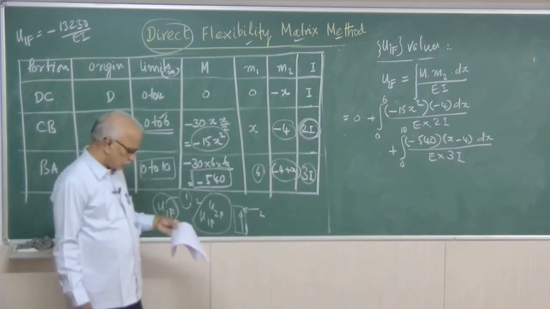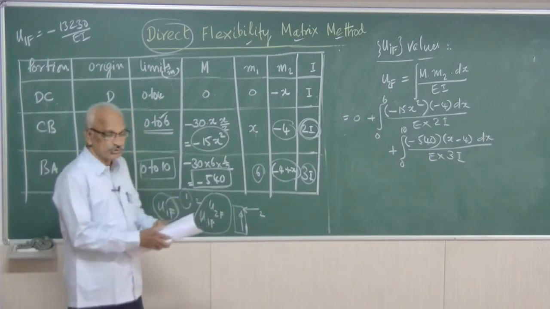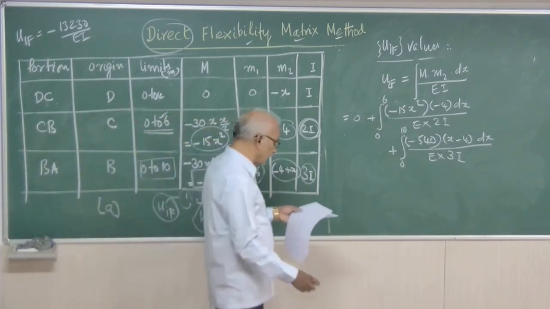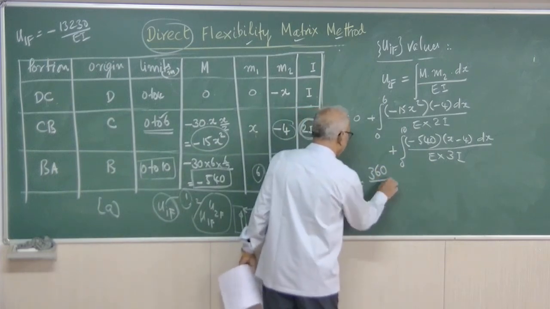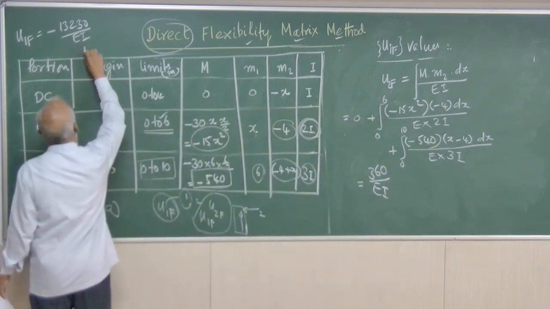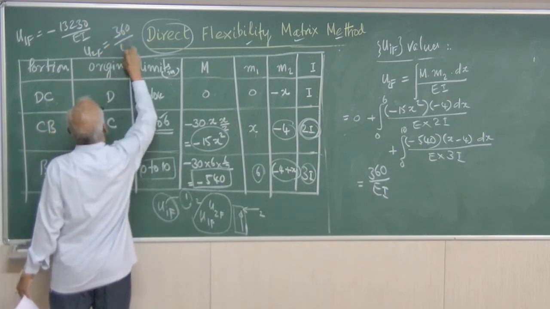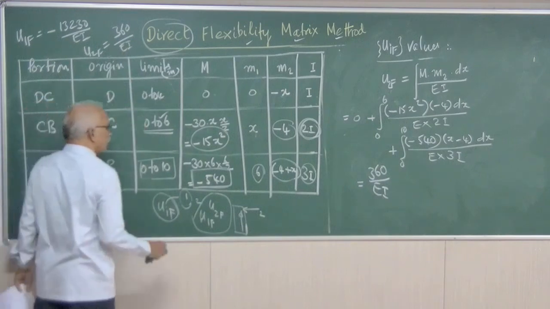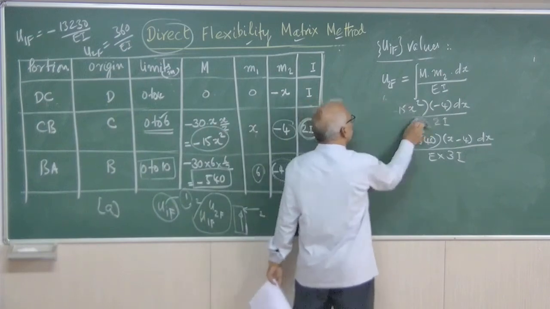So this on simplification equal to, I will not do the integration and substitution, because this is elementary, so the viewers can do it. So this value equal to 360 by EI. So this is the second value. Therefore, U2F equal to 360 by EI. So we have completed the calculations for the right hand side of the compatibility equation.